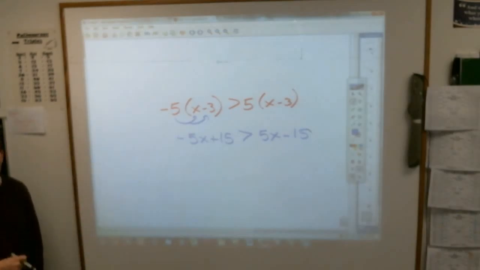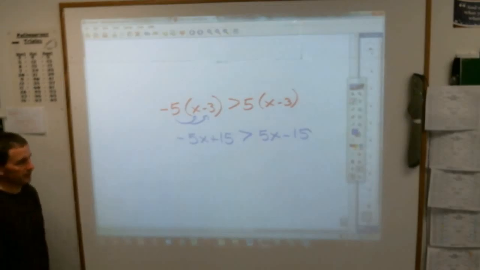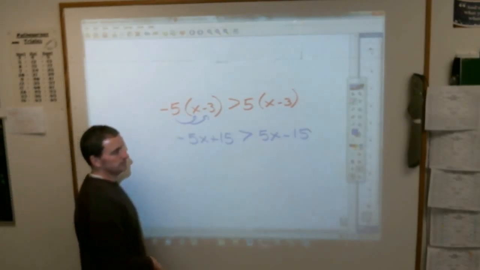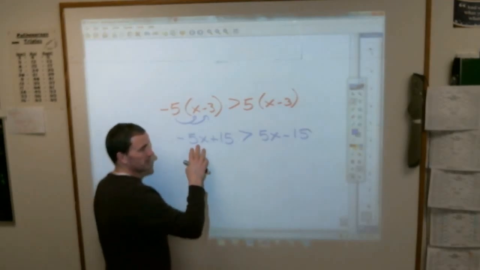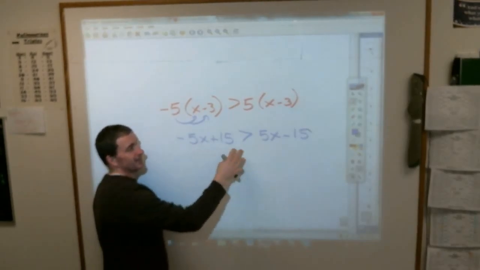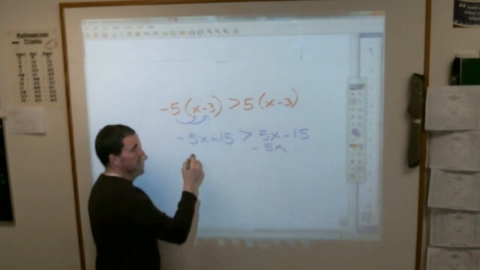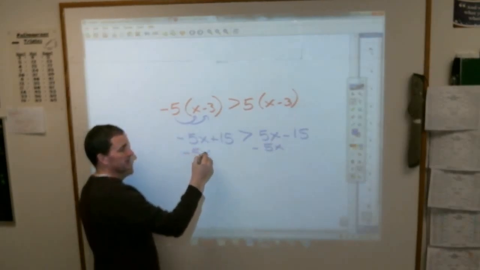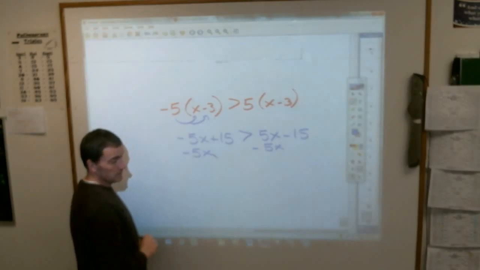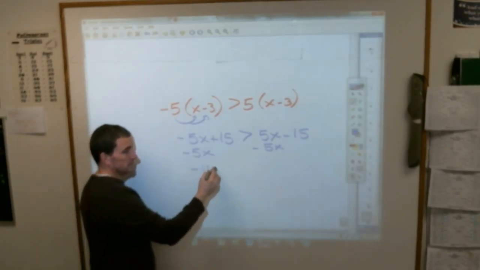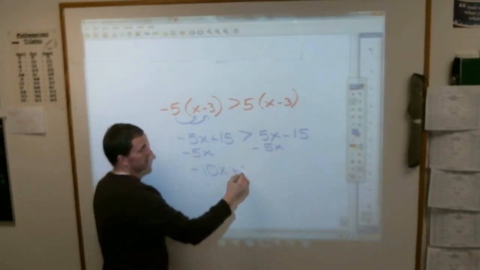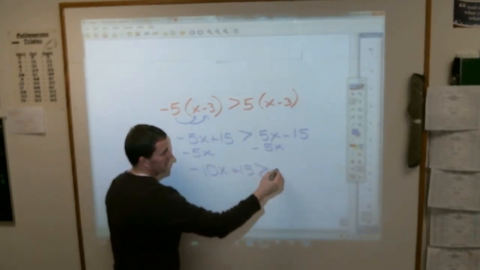Okay, now I need to start moving things over by adding and subtracting, and the sign will not change when you add or subtract something. It has to be multiplying or dividing. So what am I going to do? Let's just do this. Because my x's need to be on the left side, I'm going to move this to the left side. I subtract 5x. What is a negative 5x minus 5x? Anybody? Maggie? Negative 10x, right? Plus 15 is greater than negative 15.